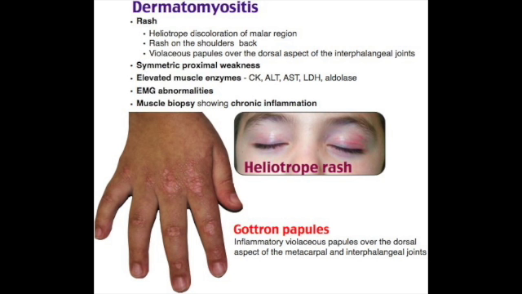Importantly, you have Gottron's papules, which are raised violaceous scaly patches on the dorsum of the PIP and MCP joints. Also a heliotrope rash, edema and blue or purple discoloration of the upper eyelids. Malar rash, photosensitive poikiloderma, and shawl sign, erythema of the shoulders, upper chest, and back, or a V sign, erythema of the neck and upper chest. So these physical exam findings are very important for dermatomyositis. Again, the Gottron's papules, the heliotrope rash, and the shawl sign.